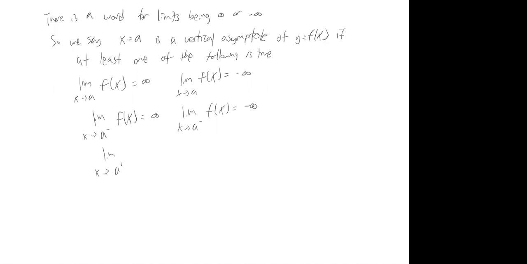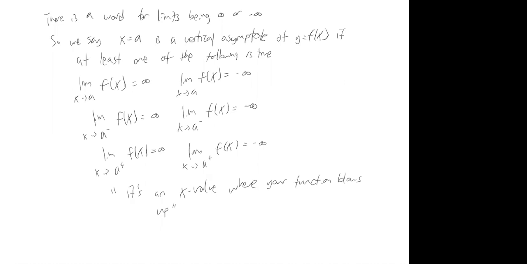I guess this really confuses students, so honestly I feel the better way to think of it is as an x value where your function blows up. By blows up, I mean going to positive infinity or negative infinity. So if you don't like this definition, just think of it as an x value where your function just blows up, goes off to infinity or goes off to minus infinity.